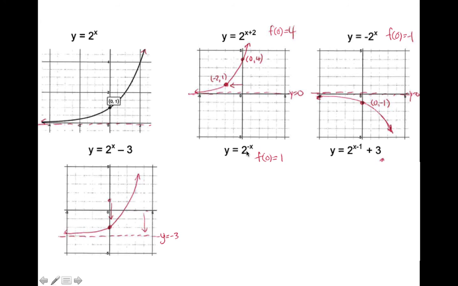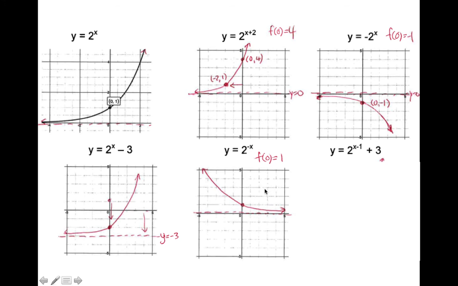Okay, next one, 2 to the negative x. Over here, the negative was applied to the whole function. Over here, the negative is applied just to the x. And now, think about that again. When just the x values are made negative, it's a reflection over the y-axis, right? So the x values are flipped that way. See how it just flipped, mirrored that way. The key point stays the same, 0, 1. The asymptote stays the same.